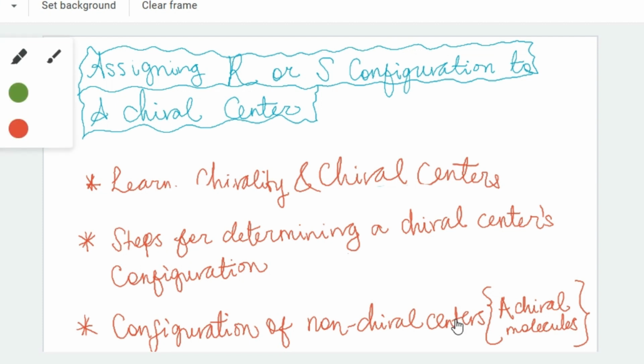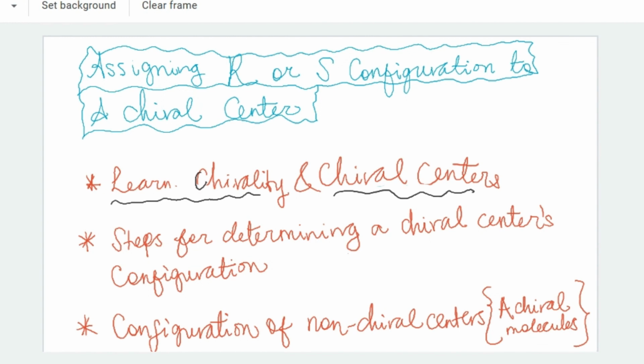So, now the first thing I wanted you guys to know is that we're going to go through a couple of objectives. The first one would be to learn chirality and chiral centers. For example, what is the concept of chirality in terms of structures? What makes something a chiral center, and then what makes something an achiral or non-chiral center.